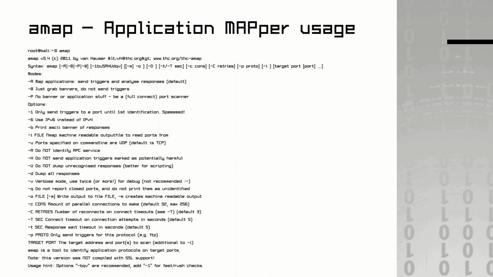And we also have the hyphen capital C, which sets the number of reconnects on connection timeouts, and the default will be 3, right? So this was all about Amap. And one more is the small hyphen p, which takes a protocol name and only sends the triggers for this protocol, like for the FTP protocol only. So this is all about the Amap application mapper usage.